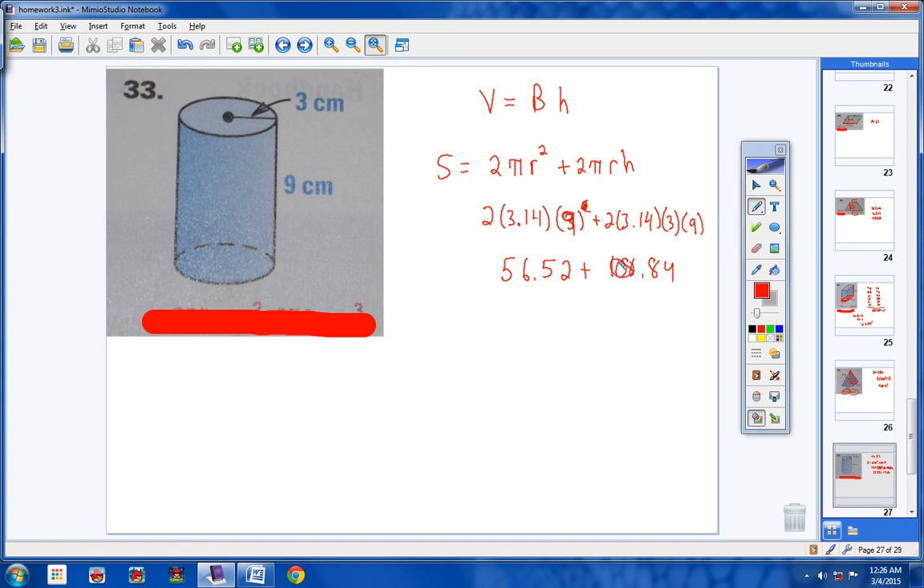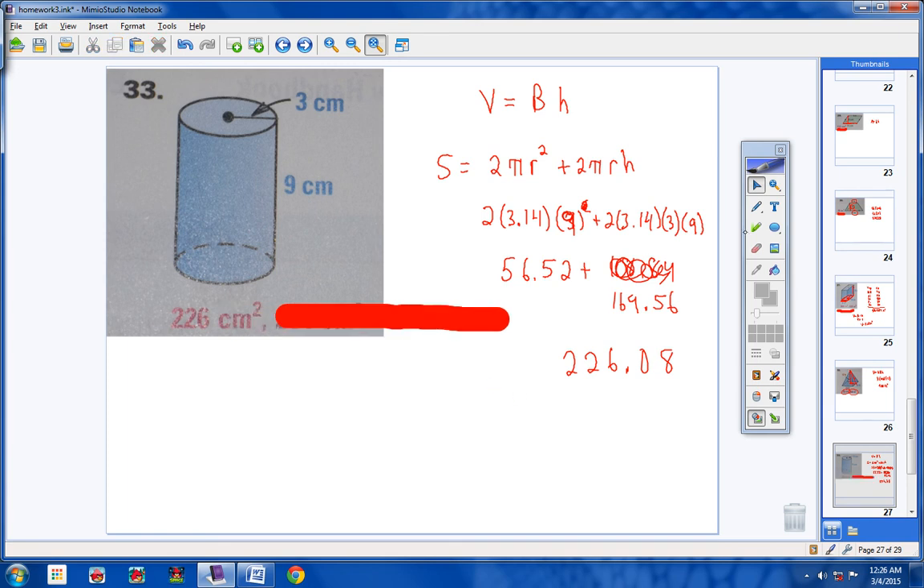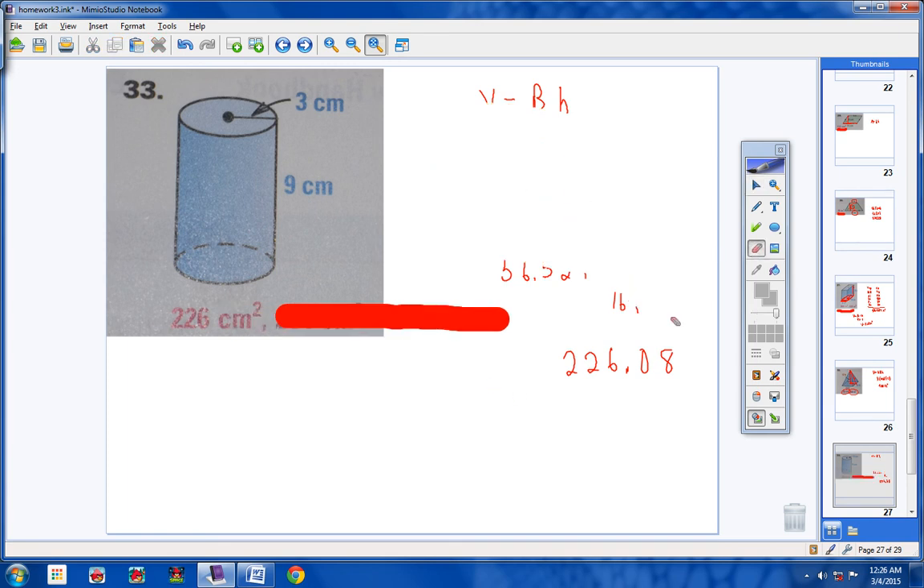So instead of having 18.84, you're going to have 169.56. Now add to that 56.52, and you get 226.08, and we're supposed to round to the nearest whole number, so 226 square, because it's surface area, square centimeters, okay? 226, okay? Now, let's go ahead and find the volume, all right?